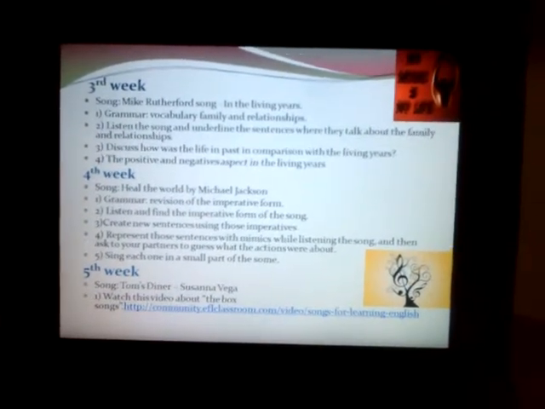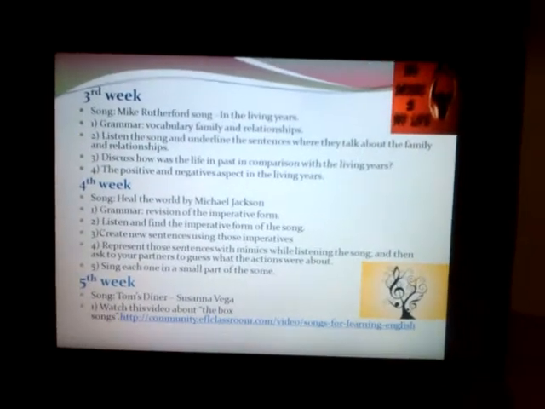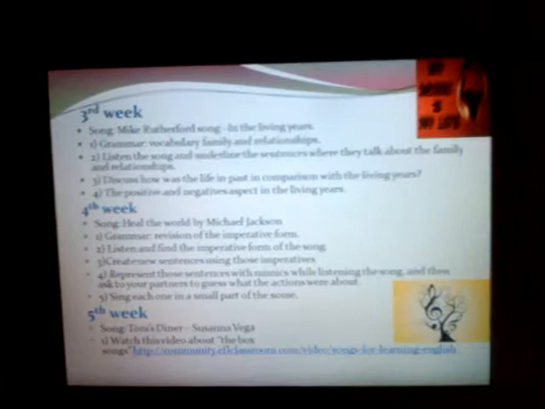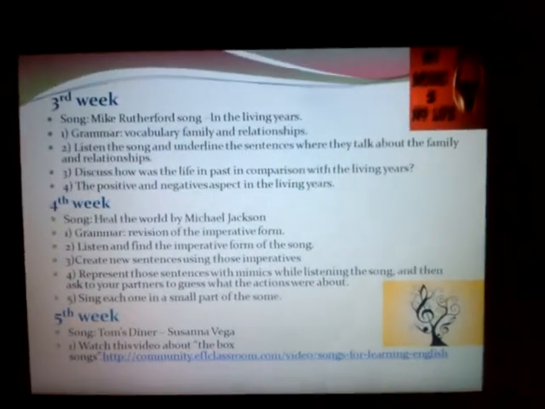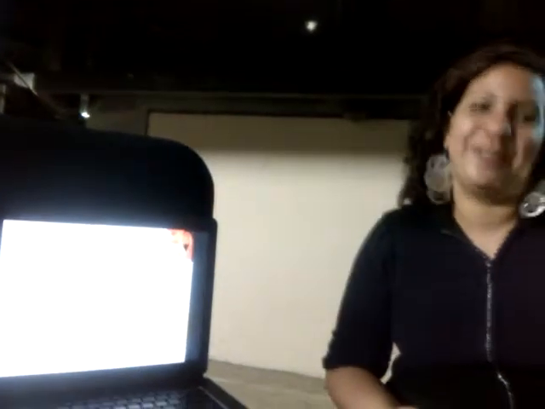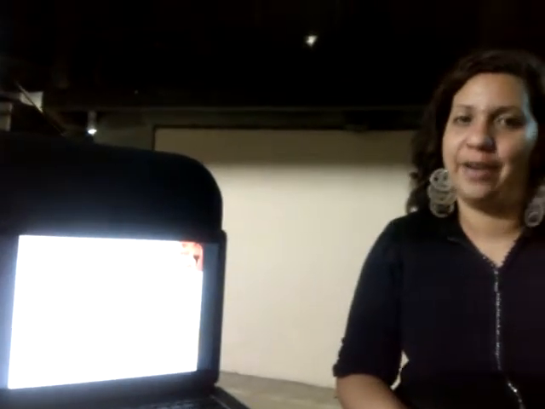After that, they have to sing a small part of the song. For example, they have to say, okay, stand up and walk there. For example, something like that, okay.